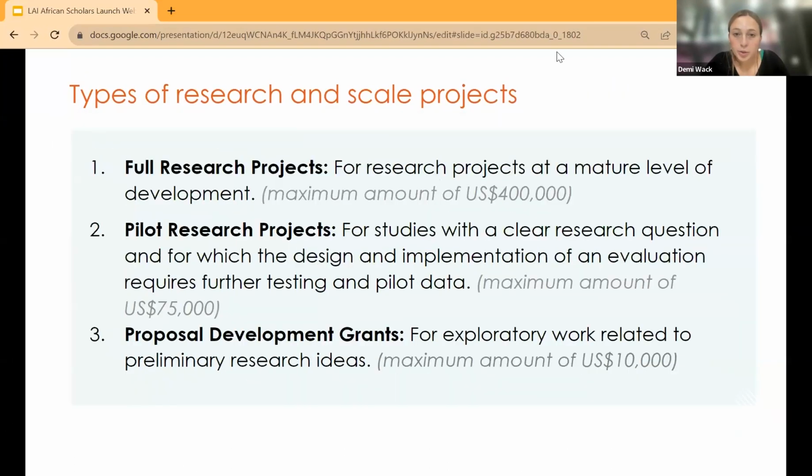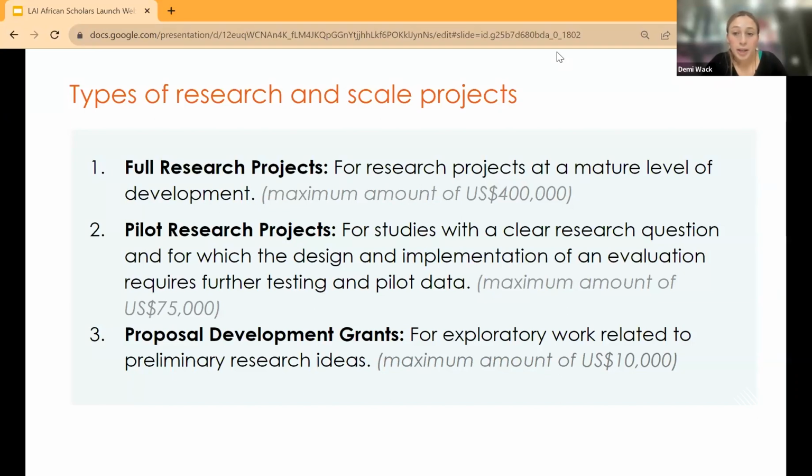So just to quickly go through some of the different funding options. First, we have a full research project. These grants are for research projects at a very mature level of development, meaning the applicants at this stage should have a clear research question and be able to demonstrate the relationship and commitment with an implementing partner, and have technical questions answered, such as those regarding method of randomization and power calculations.